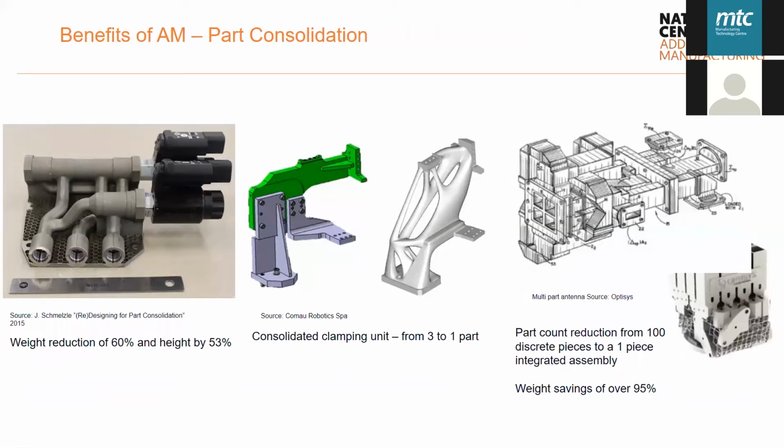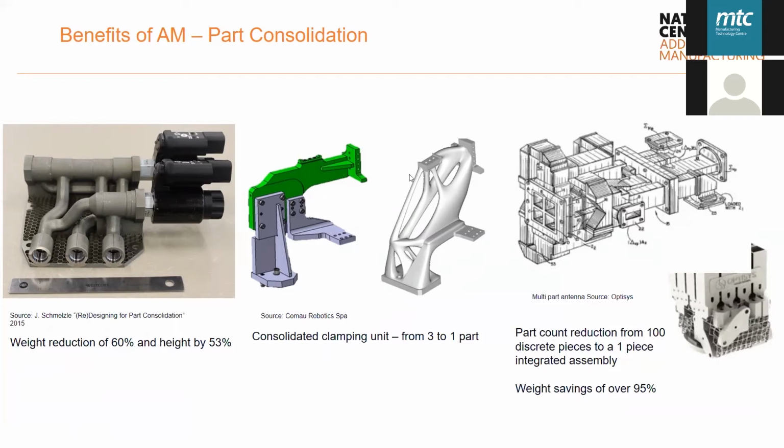Additional benefits can be seen on this slide. Part consolidation is one of the other key benefits of additive manufacturing. Reducing the weight of components by consolidating many components is a benefit. In this case example here, you not only reduce the weight of the component, but also the total height of the component. So this has a knock-on effect on the sub-assembly that that component might belong to. So overall, potentially reducing the size of your sub-assembly as well.